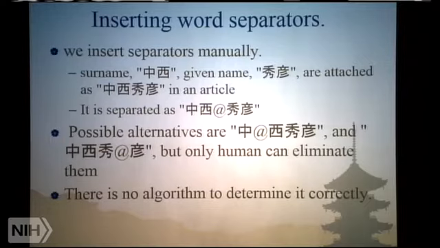To identify elements for article metadata, we insert separators manually. This is especially the case for author names and affiliations. Japanese author names are often expressed as a combined string, where a surname, for example, Nakanishi, and a given name, for example, Hidehiko, are attached to Nakanishi Hidehiko, my name. It is separated as Nakanishi, Hidehiko, surname, given name. Possibly, we only know this by experience, by asking the author himself.